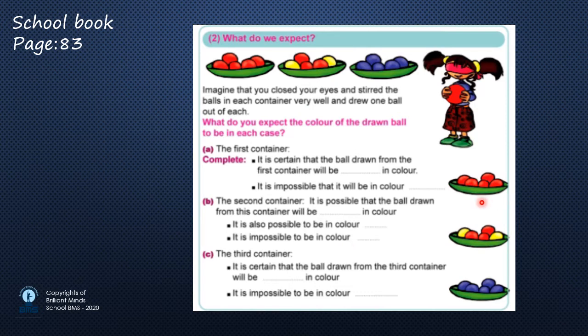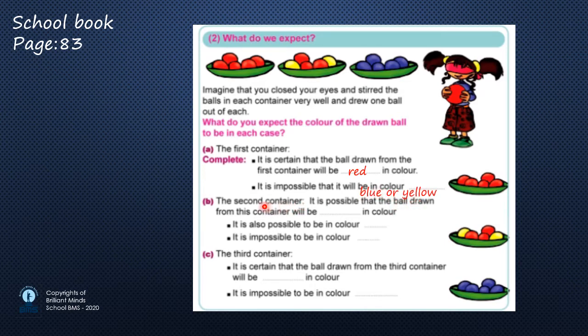So, what do you think? For the first container, it is certain that the ball drawn will be, for sure, red. It's impossible that it will be blue or yellow.